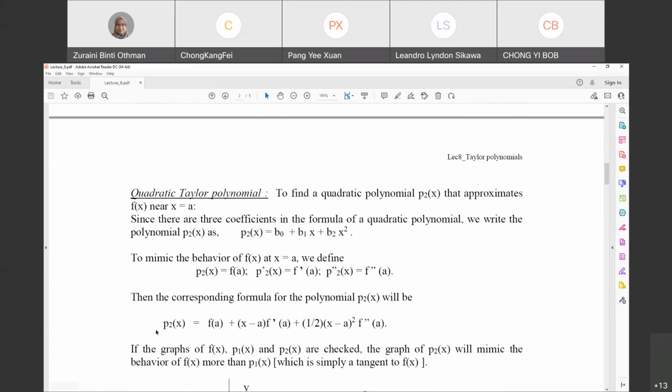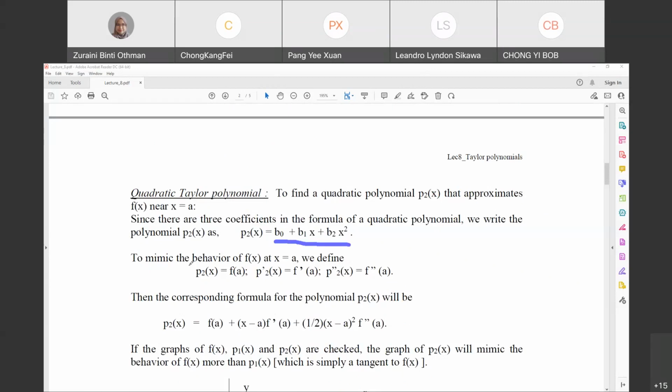Then, here, quadratic Taylor polynomial. Okay, apa dia quadratic Taylor polynomial? Dia punya bentuk macam ni. Dia punya bentuk is B0, B1 and B2, which is quadratic. B1 times x and B2 times x square. And it is quadratic, right? Just now, P1 untuk linear and this is quadratic.